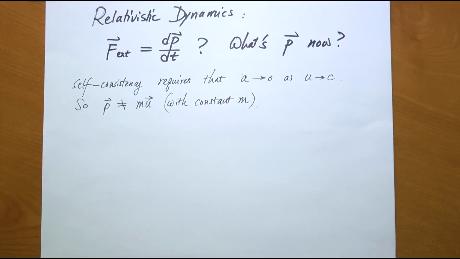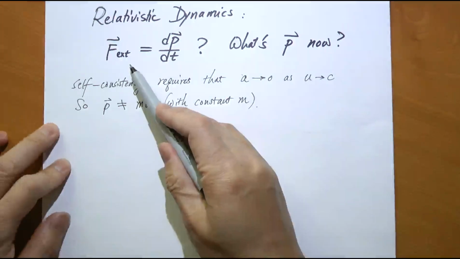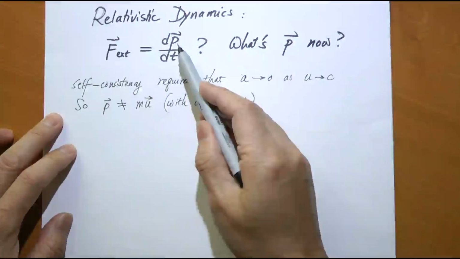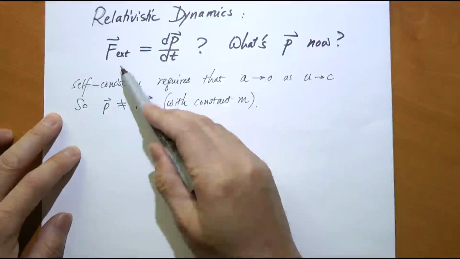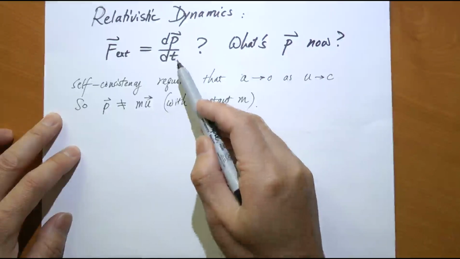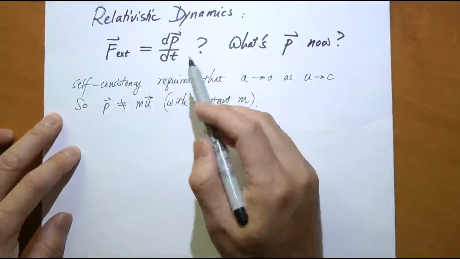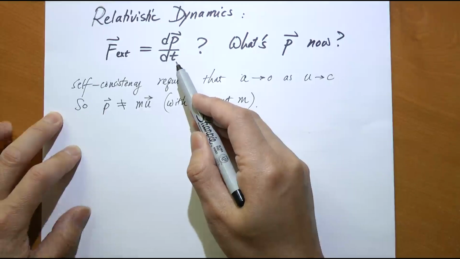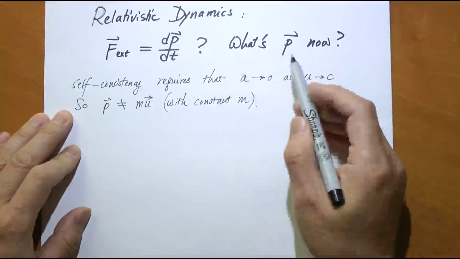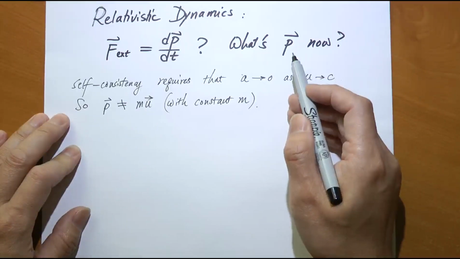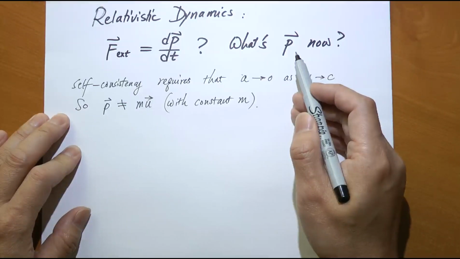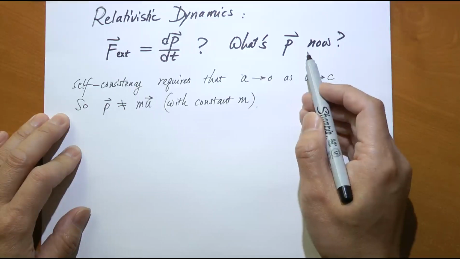Newton's second law states that the external force exerted on an object, on a system, F external, equals its rate of change of linear momentum. Now suppose we keep this still valid in relativity. Do we have to make any modifications? In other words, is P still the same as mv, or mu to be exact, u being the velocity of an object with mass m moving in a reference frame S?